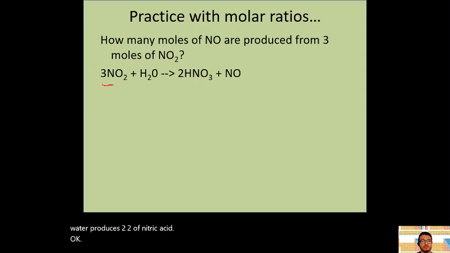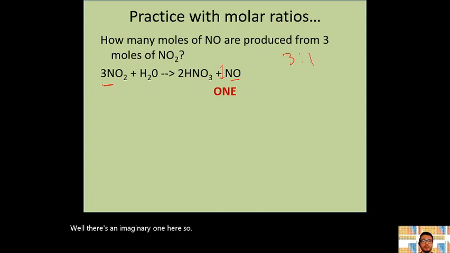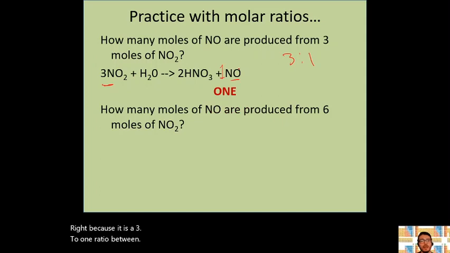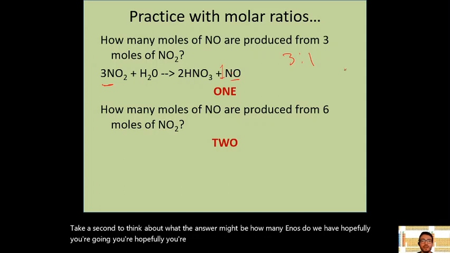Well, we have 3 moles of NO2. How many moles of NO are produced? Well, there's an imaginary 1 here, so the answer is 1, because it is a 3 to 1 ratio between NO2 and NO. Okay, how many moles of NO are produced from 6 moles of NO2? Using the same balanced equation, we have 3 to 1 as our ratio. Now if we have 6 NO2, take a second to think about what the answer might be. How many NOs do we have? Hopefully you're saying out loud or in your head, 2, because you have a 3 to 1 ratio.